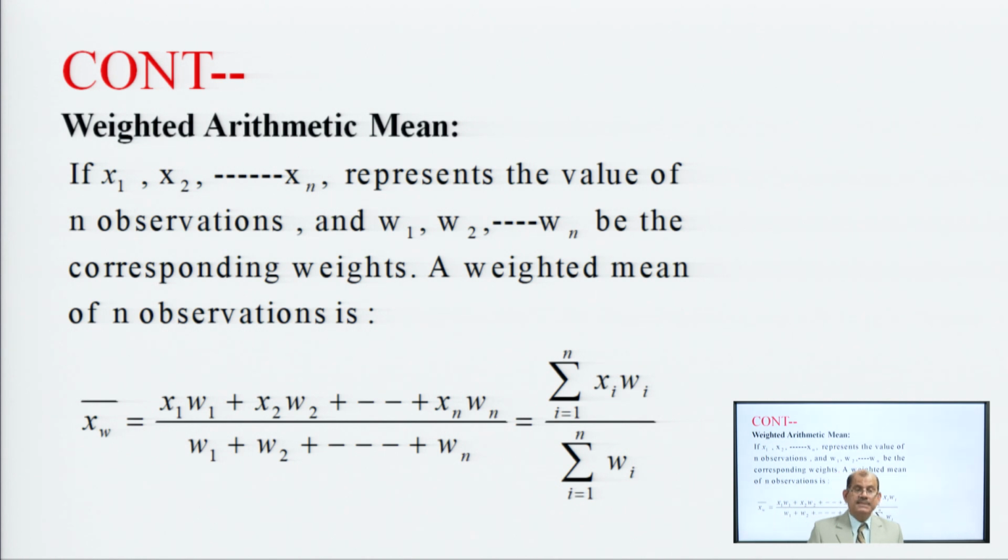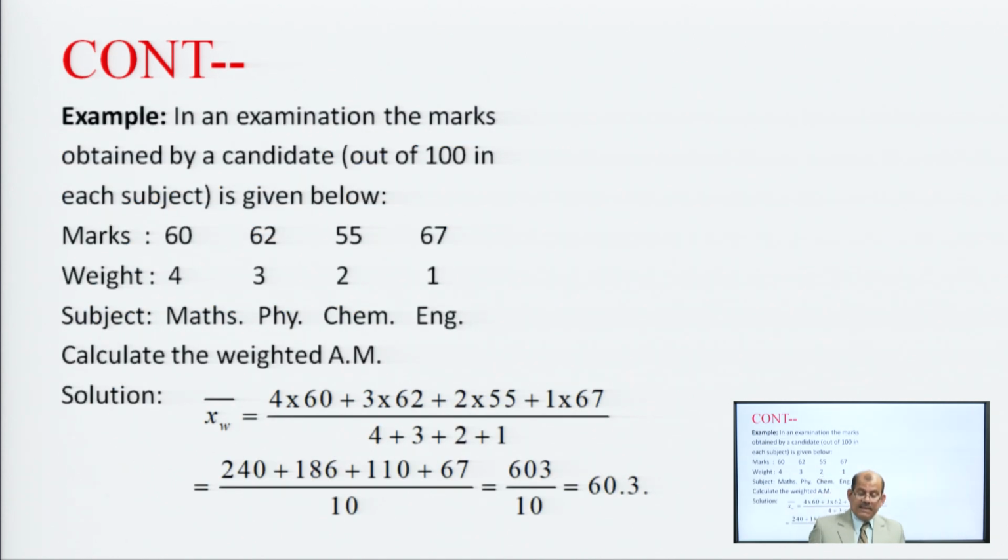Weighted mean, weighted means credit of students. We have already discussed, this is the formula for finding weighted mean: x1 into w1 plus x2 into w2 and so on, plus xn into wn, divided by w1 plus w2 and so on, summation xi wi divided by summation wi. We have already given the example, marks, weights and subjects. Calculate the arithmetic mean. Weights means credit, marks into weights divided by weights, it is the arithmetic mean.